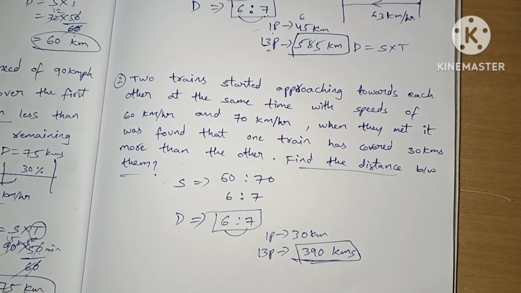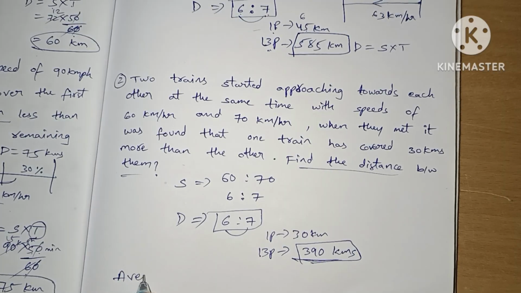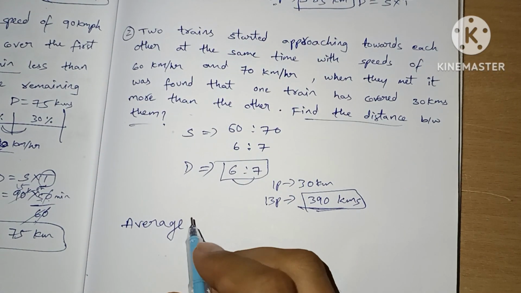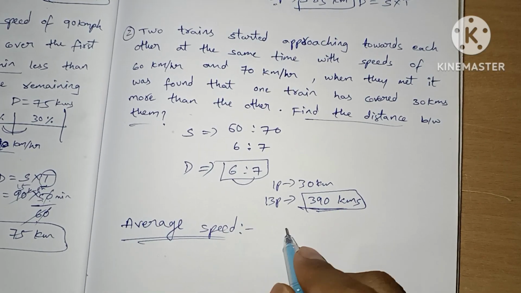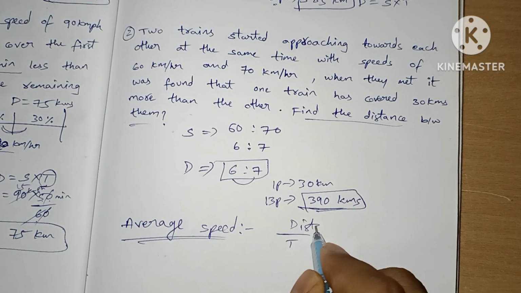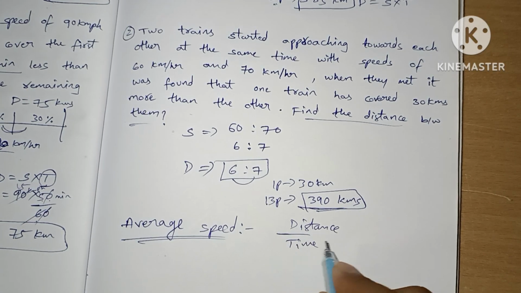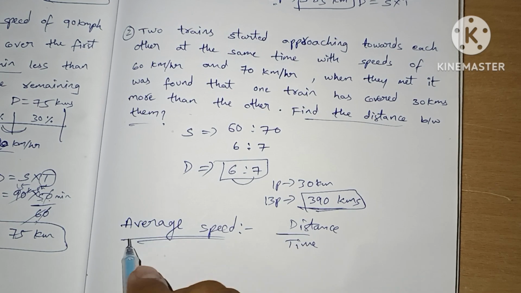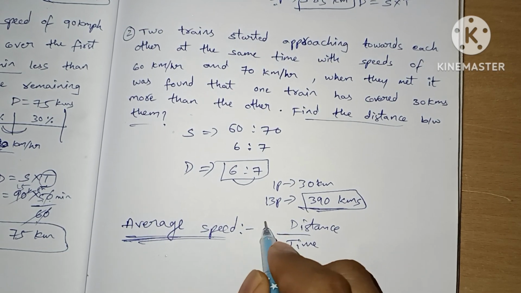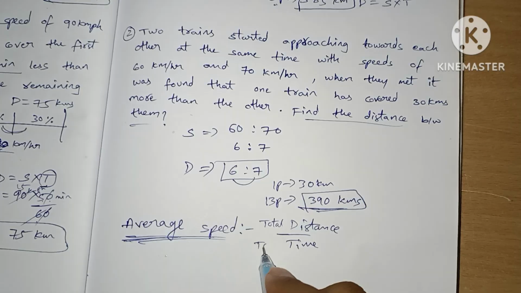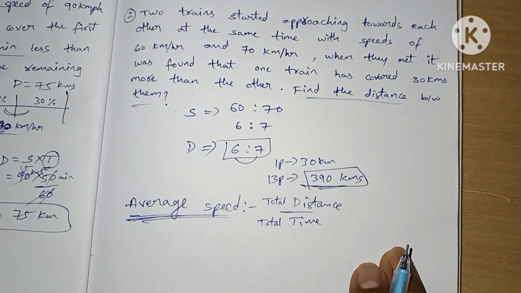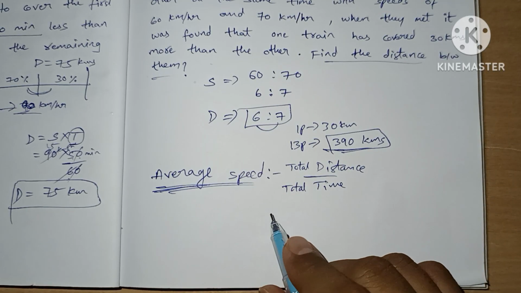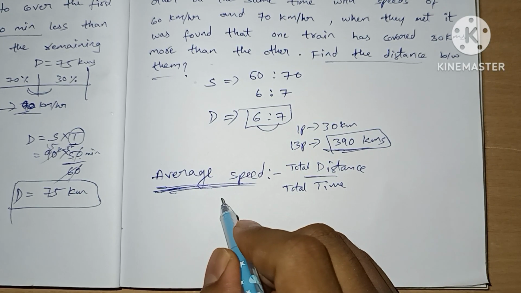Now we are going to learn the concept called average speed. We know that speed equals distance by time. But if asked about average speed, then it will be total distance by total time. Let's see some examples and understand the concept about average speed.